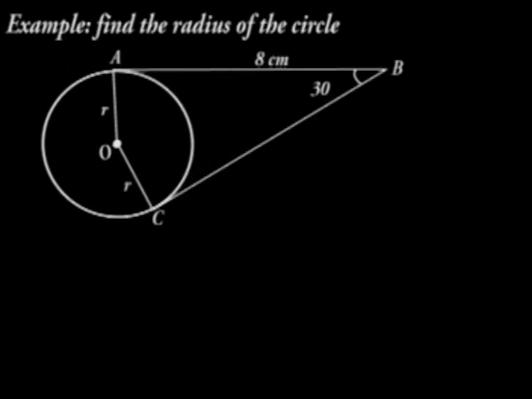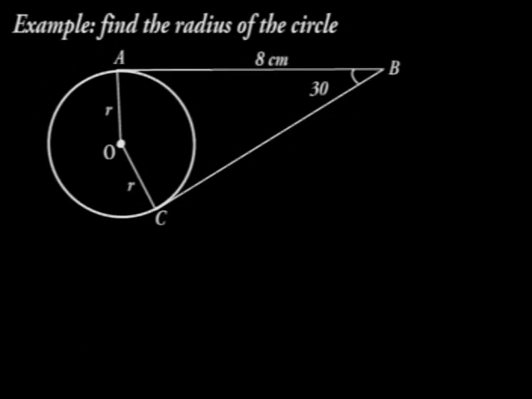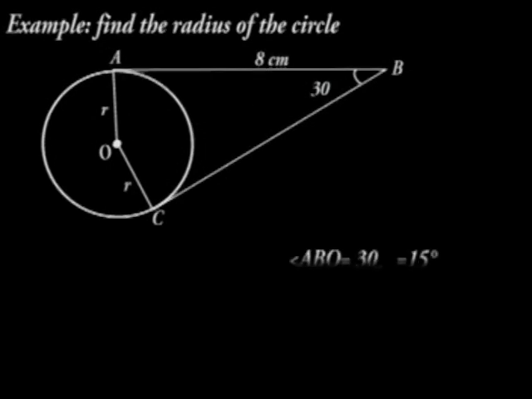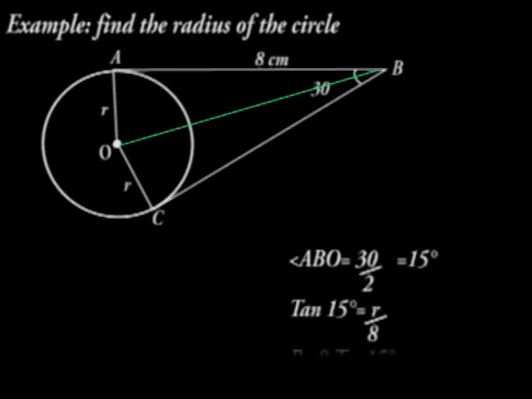Example, find the radius of the circle below. Angle ABO is 30 over 2, which is 15. Tan 15 degrees is R over 8, and R is 2.14 centimeters.